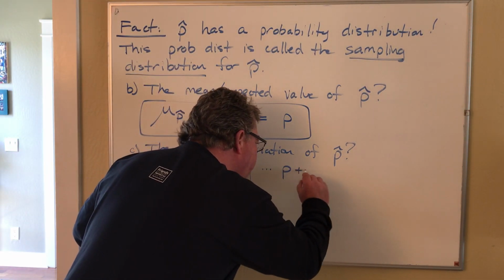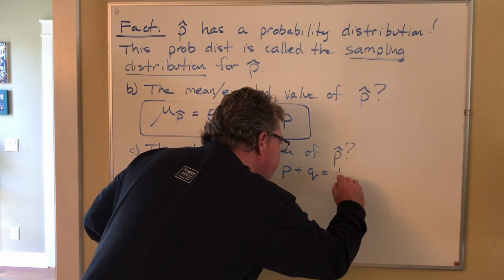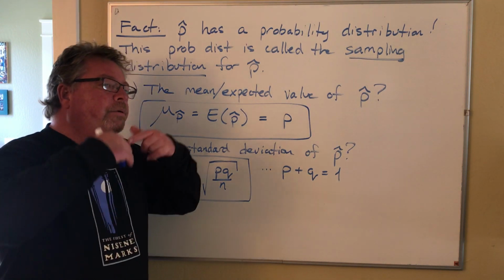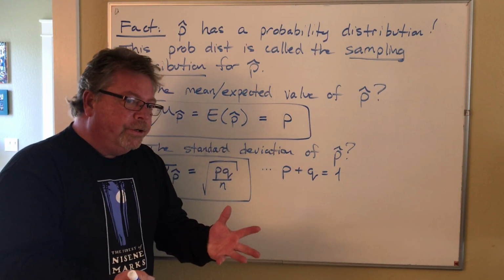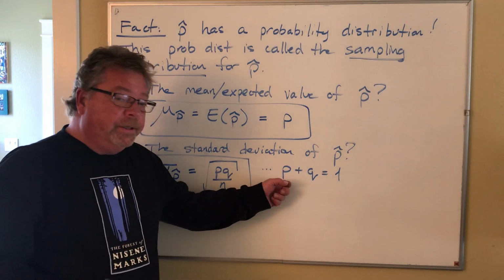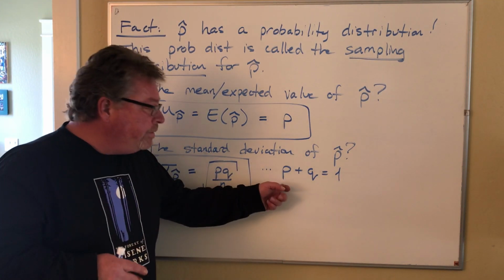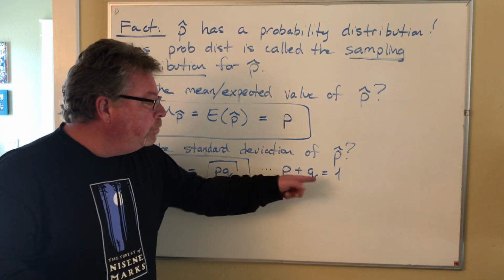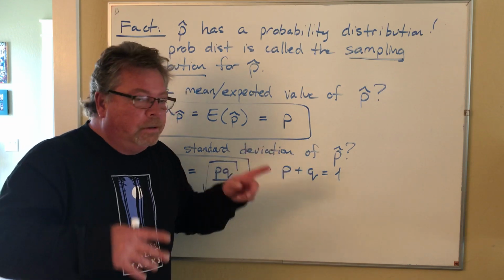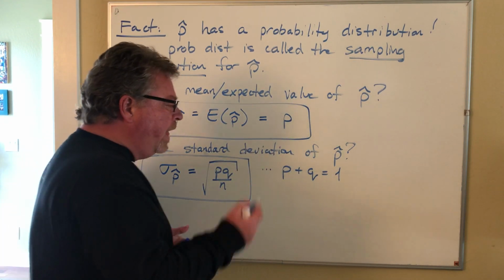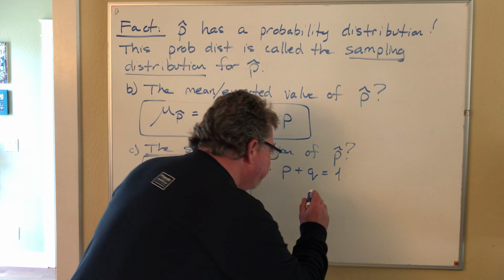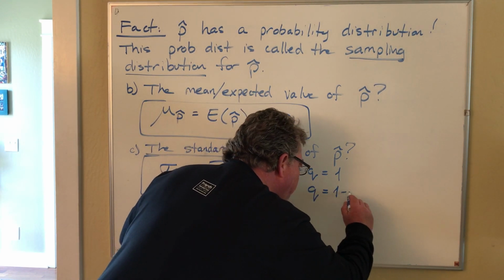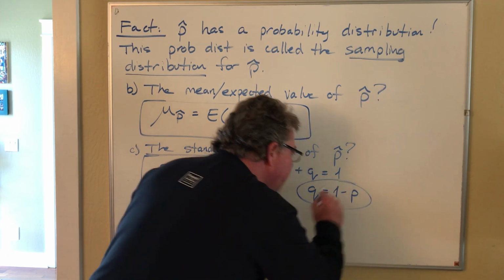And this, I think, is worth noting. Remember that p plus q has got to be equal to 1. Because in this situation, either somebody has the characteristic or they don't. P is the percentage that has the characteristic. Q is the percentage that does not have the characteristic. Those two probabilities or percentages have to add up to 1. So that also lets us make a somewhat useful statement that q is 1 minus p. So we'll keep track of that.